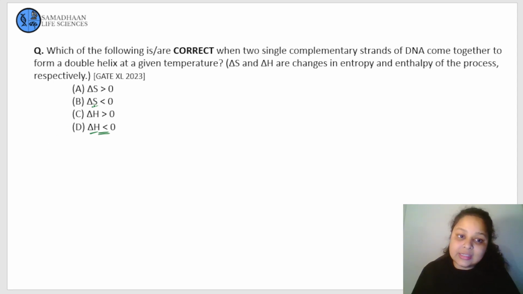And for the delta S, entropy is the degree of randomness or degree of disorder in a system. If two single strands are coming together to form a duplex, then the degree of randomness is decreasing. So the double helix is more ordered. So here delta S is also less than 0. In the next video, I will talk more about this delta S and delta H and the favorable processes.